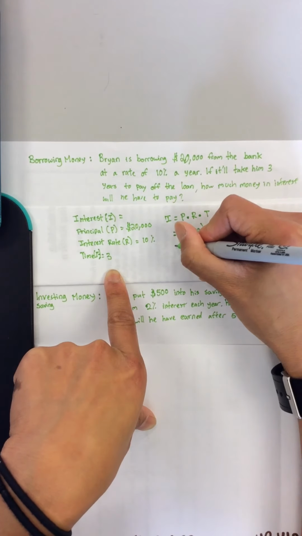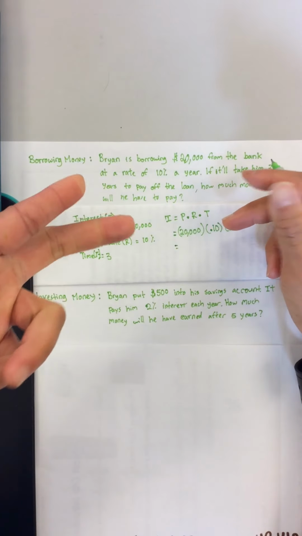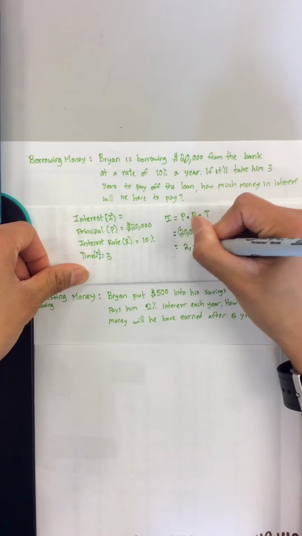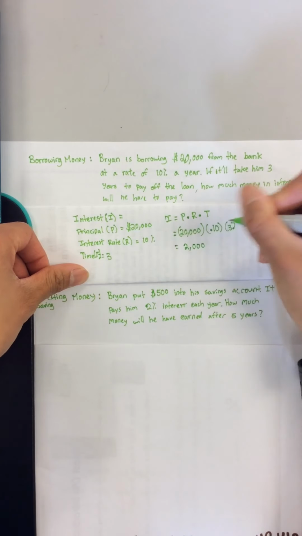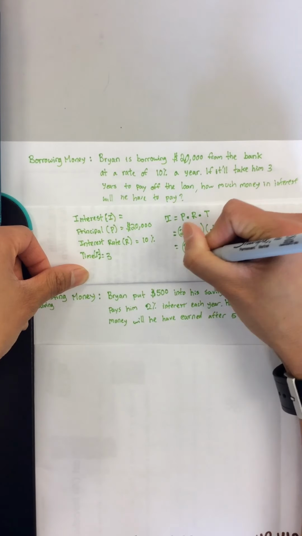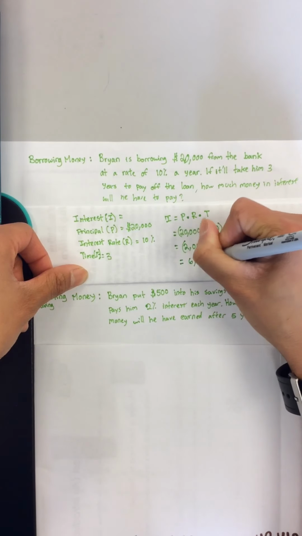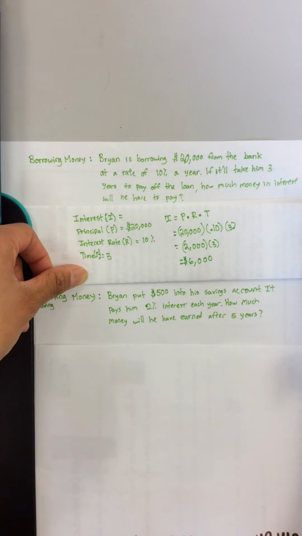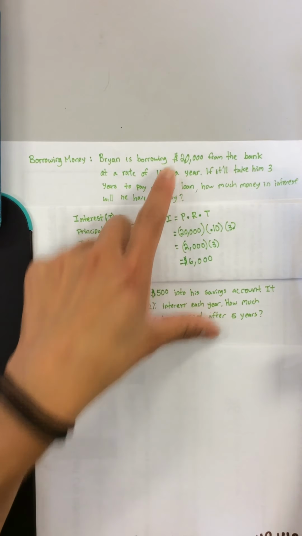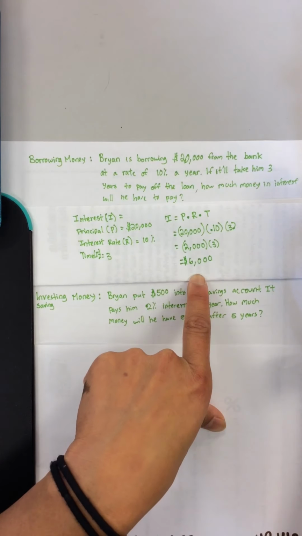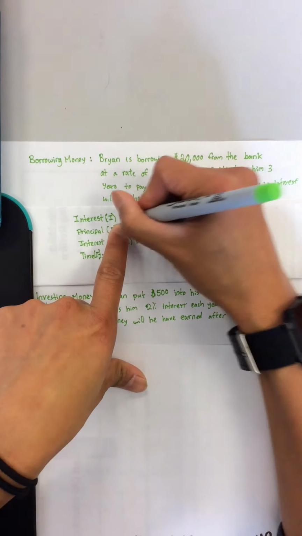So if I were to multiply 20,000 times 0.10, I know that's 2,000. And then I multiply that by 3, and that leaves me with 6,000. So he pays $6,000 in interest in 3 years. So in addition to paying back the amount of money that he borrowed, he has to pay the bank an additional $6,000 in interest. So I know that my interest is $6,000 now.